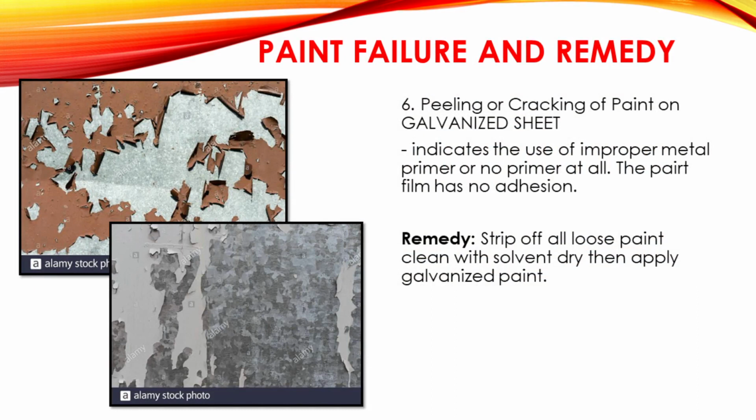Sixth is the peeling or cracking of paint on galvanized sheet. In description, it is the paint that has lost its adhesion to galvanized metal surfaces. So it indicates the use of improper metal primer or no primer at all. The paint film has no adhesion. For the remedy, strip off all loose paint, clean with solvent, dry, then apply a galvanized paint.